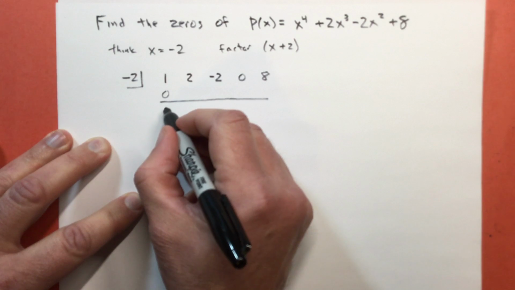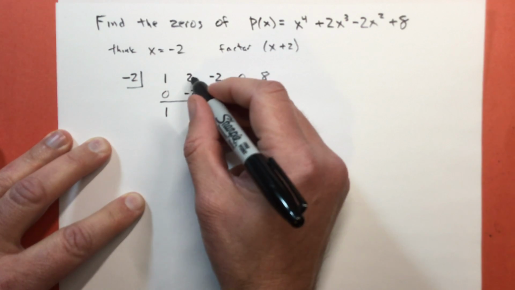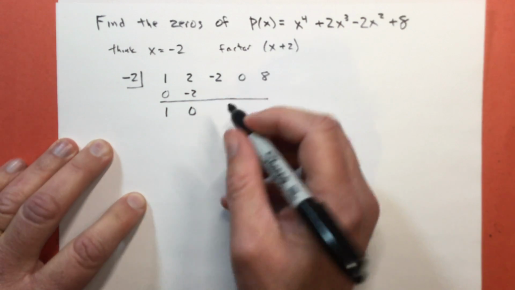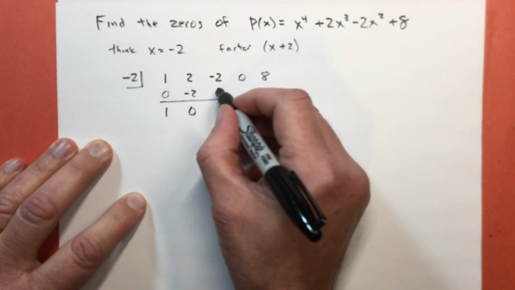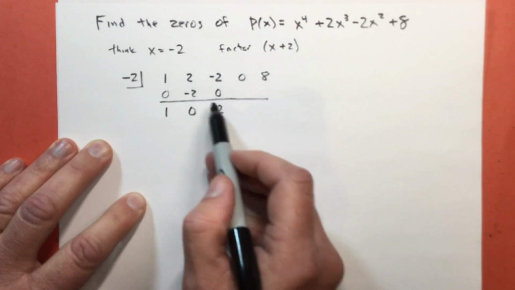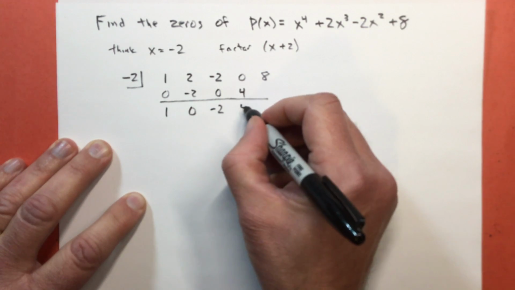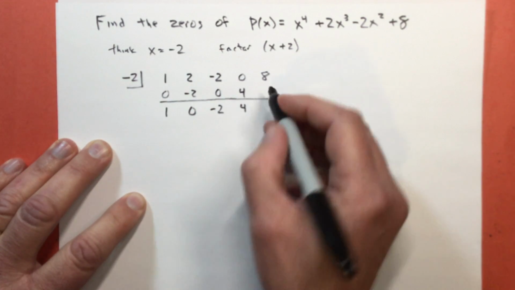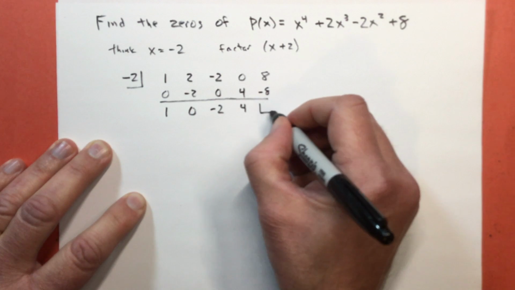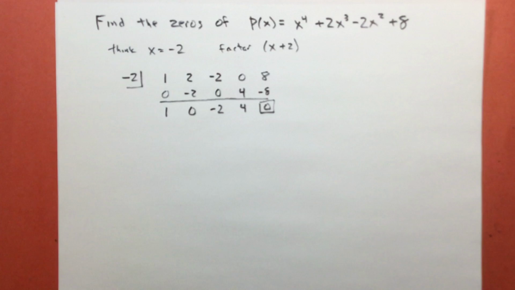So I got 1 plus 0 equals 1, negative 2 times 1 is negative 2, 2 plus negative 2 is 0. 2 times 0 is 0, negative 2 plus 0 is negative 2. Negative 2 times negative 2 is positive 4. 0 plus 4 is 4, and negative 2 times 4 is negative 8, giving me a remainder of 0. And as you just learned in the last section, that means that it is a factor.